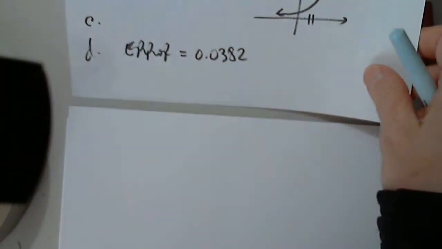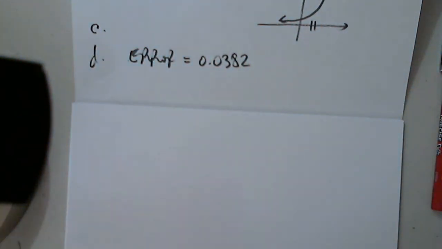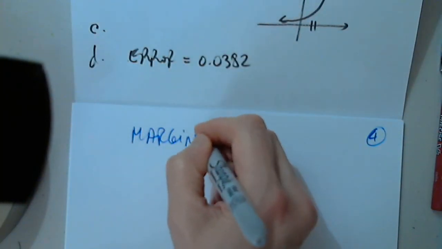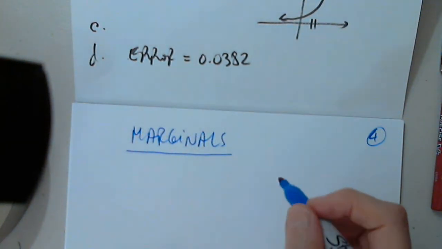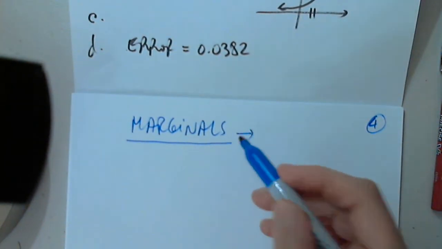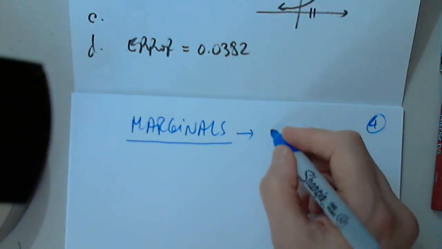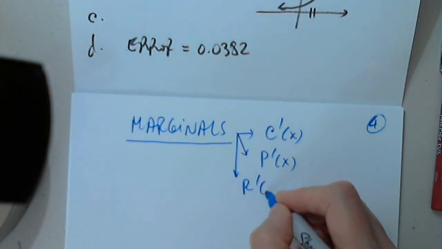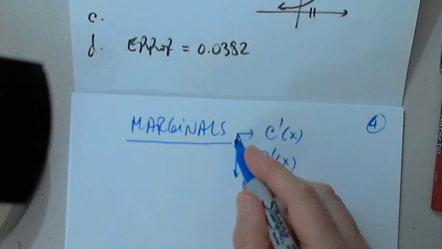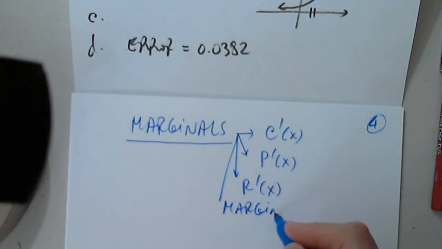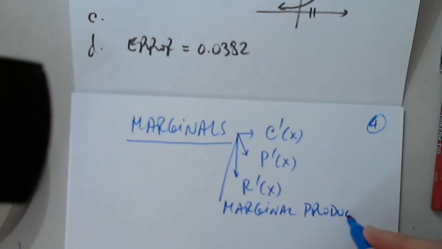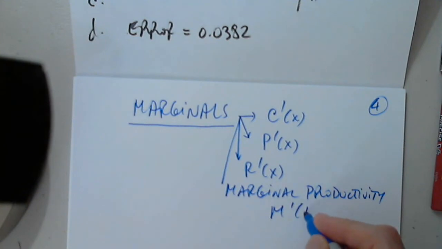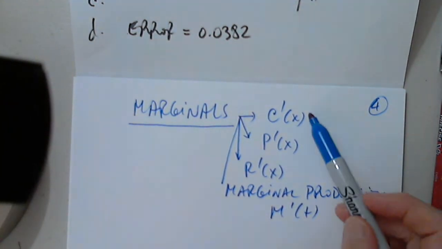Okay, let's finalize this section 3.6 with those marginals. So that's the final topic in here, marginals. These are basically word problems that deal with marginal product, marginal cost, marginal profit, marginal revenue, marginal productivity, which can be denoted by whatever. So all these are called marginals.